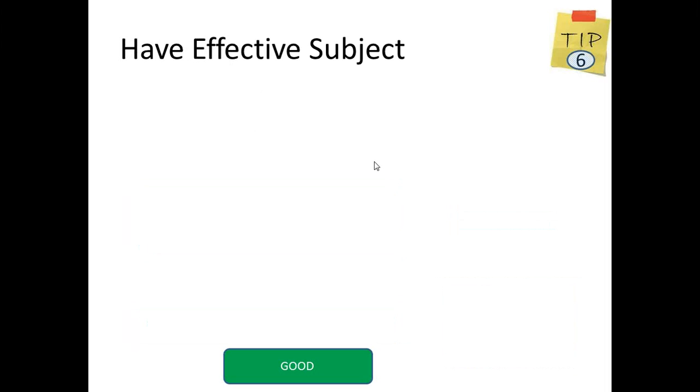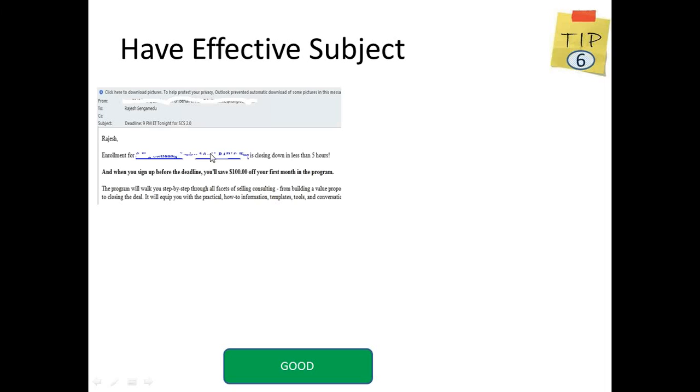Okay? Now let me show you my next tip, tip number 6, have an effective subject. I cannot stress how important it is to have an effective subject. Let me share with you 4 examples of good subjects. And I'll also share with you 2 or 3 examples of bad subjects. First one, here is an email that I received from somebody asking me to sign up for something, okay? And I'll get a discount. That's the substance of the mail.